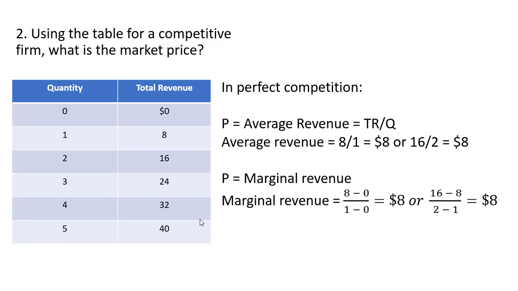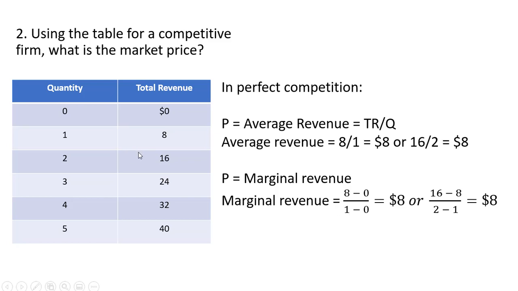Another way to back into that result is recognize in perfect competition, price equals marginal revenue, where marginal revenue is just the change in total revenue from producing one more unit of output. So when we go from 0 to 1 units of output, total revenue increases by $8. That is marginal revenue, or the price in this market.